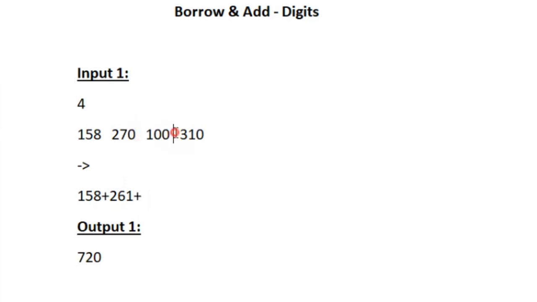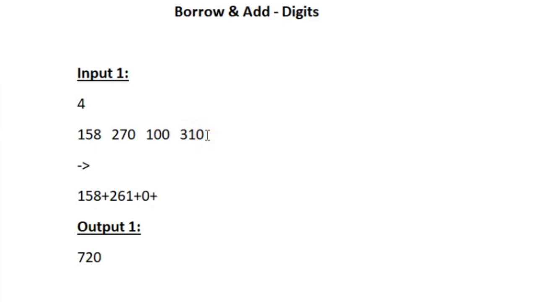And now the next integer is 100. Here the units digit is 0. So whenever the units digit is 0, we have to borrow a digit from the tens digit. But here the tens digit is also equal to 0. So whenever the cases are like this, that is when both units and tens digit are 0, then we have to consider the whole integer as 0. So we move on to the next integer.